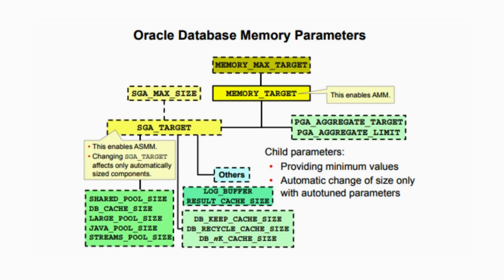Memory_target can take values from SGA_target plus PGA_aggregate_target to memory_max_size. If SGA_target is set, the database server autotunes only the sizes of the subcomponents of the SGA. PGA is autotuned independent of whether it is explicitly set or not. However, the whole SGA_target and the PGA_aggregate_target are not autotuned, that is, they do not grow or shrink automatically.